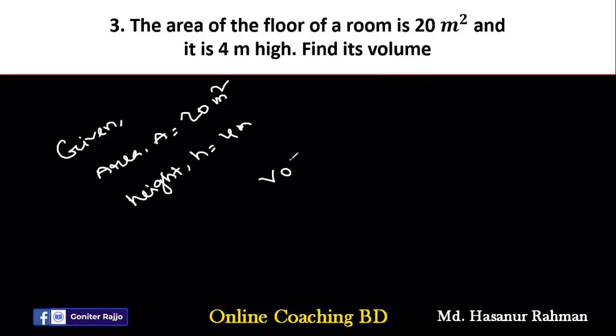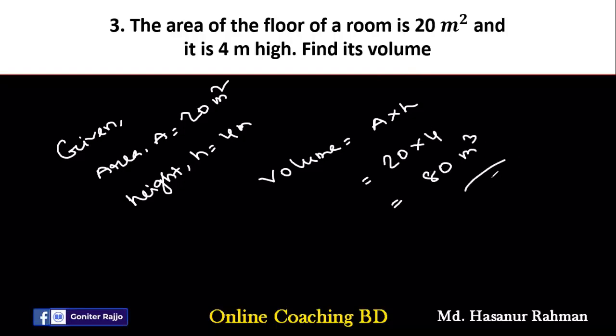What is the rule of volume? Volume is equal to area multiplied by height. Okay, so 20 multiplied by 4, 4 twenties is 80. So 80 meter cube will be the final answer. This is very simple problem.